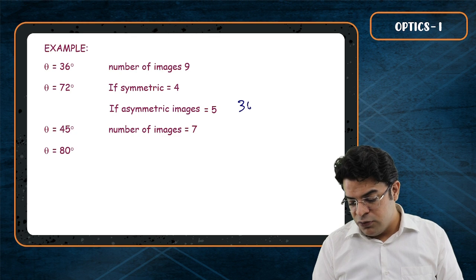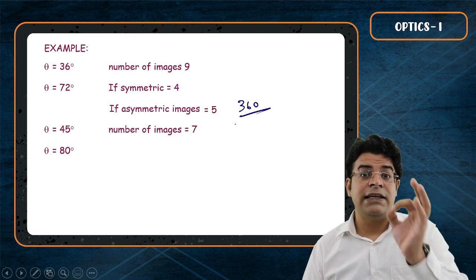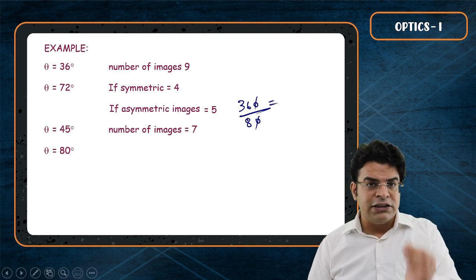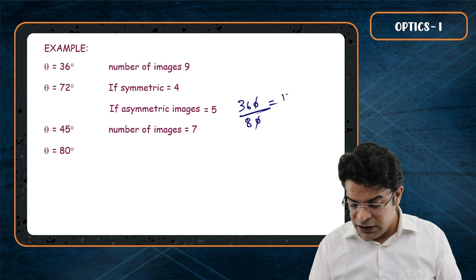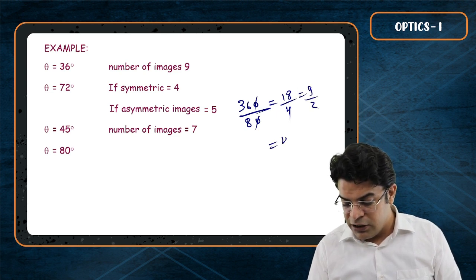So sir, simply first of all find out m. That will be 360 by theta. For this case, theta is 80. Doing 360 by 80, cancel out 0, 0. You get 36 by 8. 36 by 8 is 18 by 4. 18 by 4 is 9 by 2. 9 by 2 is 4.5.